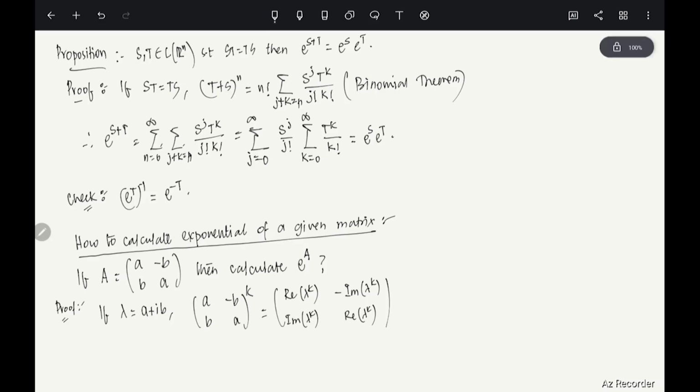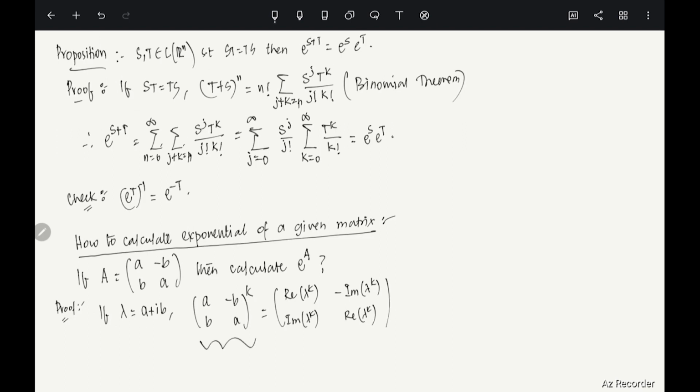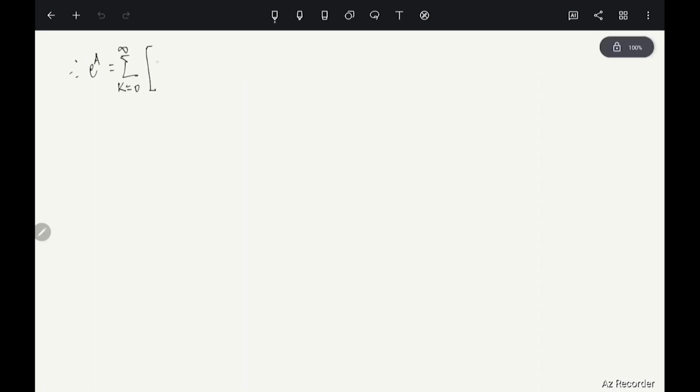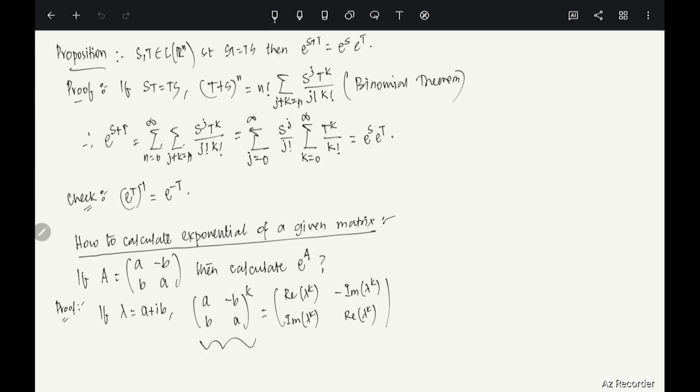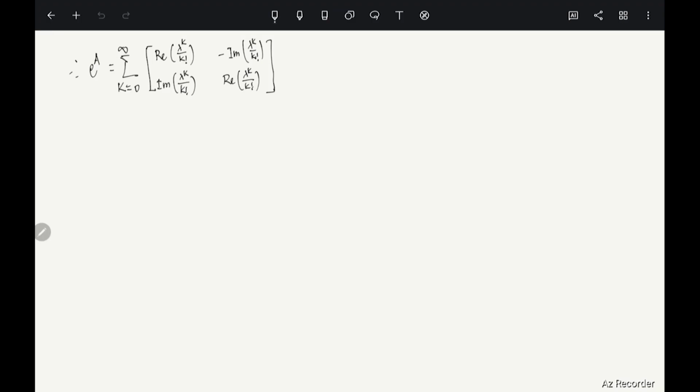Therefore, if you want to write e power a, now I want to calculate e power a, right? Therefore, e power a, what is it? This is nothing but summation k equals 0 to infinity, this thing, by k factorial, of course. So this is nothing but real part of lambda power k by k factorial minus imaginary part of lambda power k by k factorial. Again imaginary part of lambda power k by k factorial and real part of lambda power k by k factorial. Okay, see, this is there and there is 1 by k factorial for the e power this thing. That's the definition which we use, right? So I'm just writing it like that. I hope this is clear.